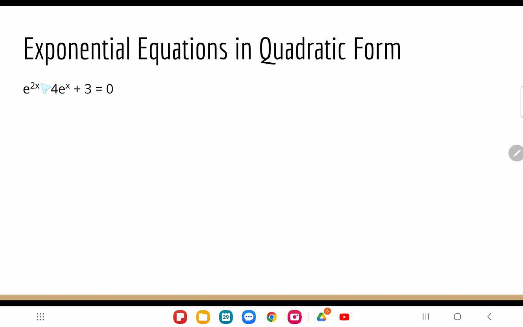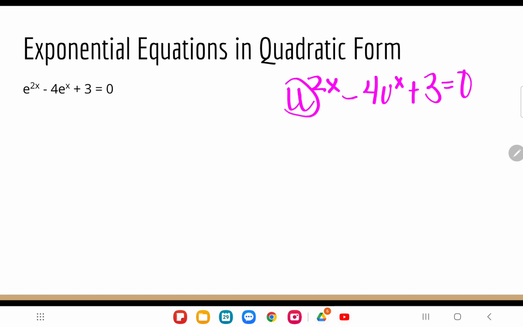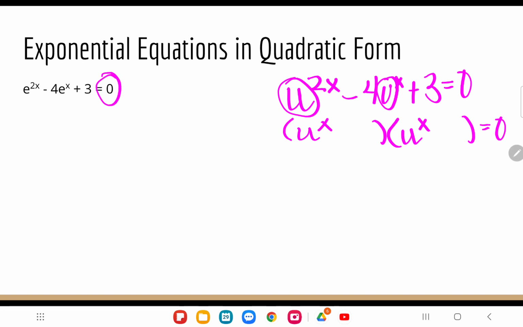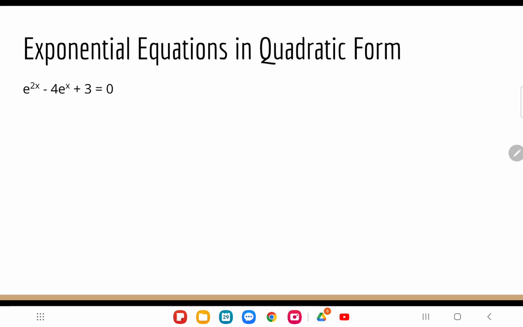You can see that we have e to the 2x power minus 4 e to the x plus 3. So that's something that looks like u to the 2x minus 4u to the x plus 3 equals 0. So we can take this as our variable, and we're going to have u to the x and u to the x in our parentheses, and then we can factor. Please note that it's really important here to have this equal to 0. You may need to do some adjustment prior to doing any of that work.